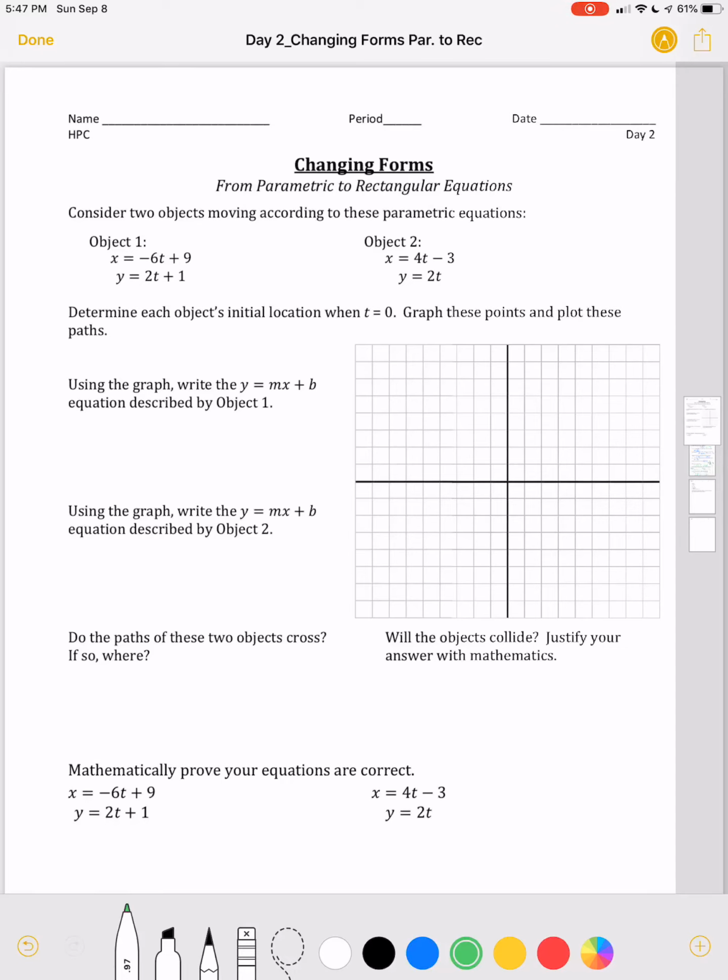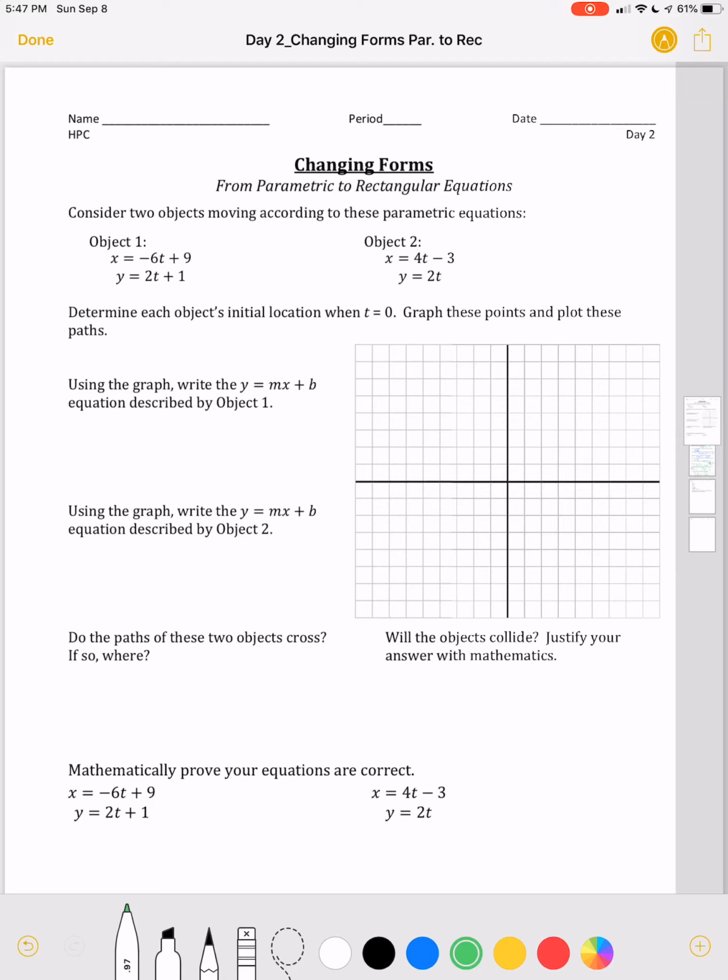Okay, second sheet, changing forms. So in this case, we've got two objects in parametric form. Again, very similar to the homework that you guys did. Object 1 is given as x equals negative 6t plus 9. Y is given as 2t plus 1 for the first object. Object 2, x is equivalent to 4t minus 3, and y equals 2t.